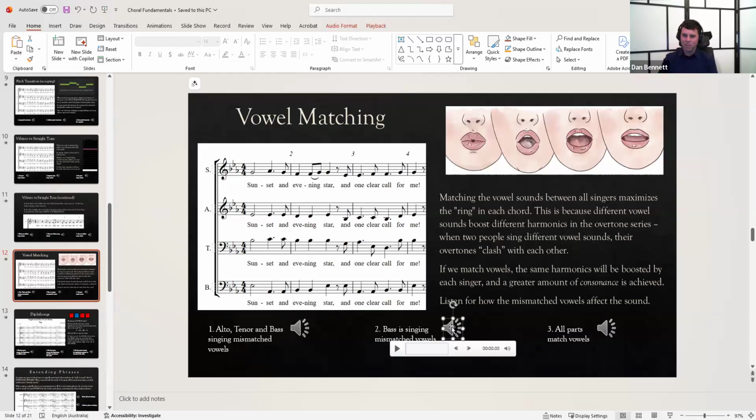Okay, number 2. The top 3 are singing the correct vowels, but the bass is singing mismatched vowels.